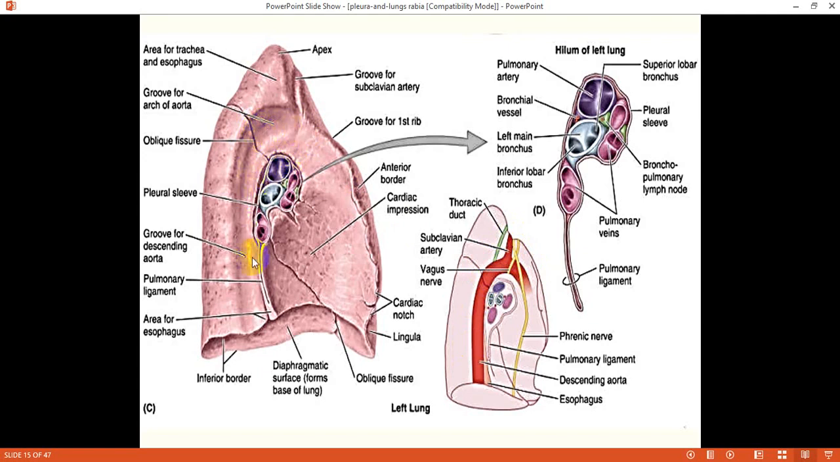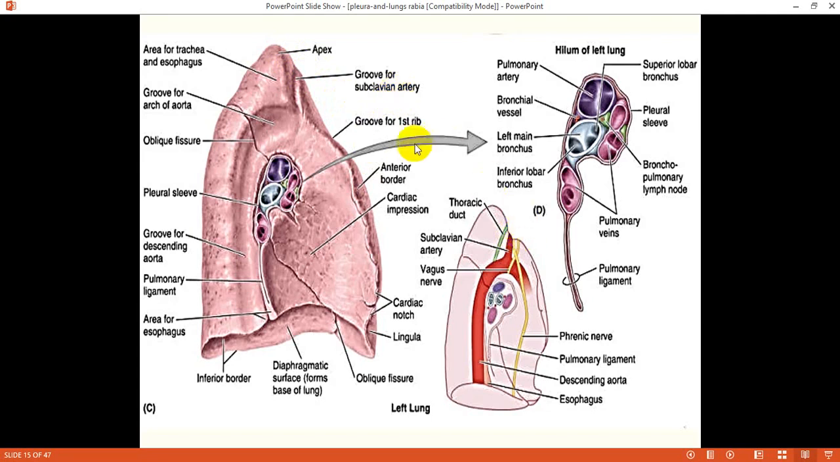Posteriorly, the impression is for the descending thoracic aorta. Superior to the arch, we can observe the impression for the subclavian artery, and the thoracic duct is also crossing this region, and the tracheal impression can also be observed. Then anterior to the root of the lung, the phrenic nerve is passing, while the vagus nerve is passing posterior to the root of the lung. So you can observe the notching of the lung near the apex region by the subclavian artery.